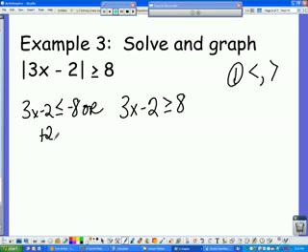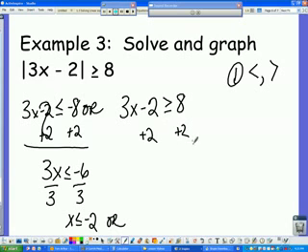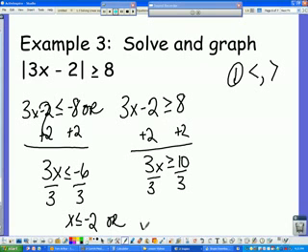So you add 2, add 2. So 3x is less than or equal to negative 6. Divide by 3. So x is less than or equal to negative 2. Or add 2. 3x is greater than or equal to 10. Divide by 3. And x can be greater than or equal to 10/3. So it is an "or" question.